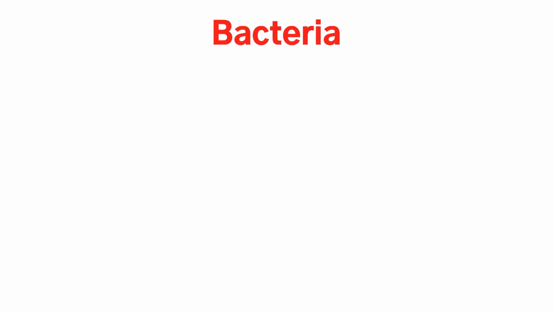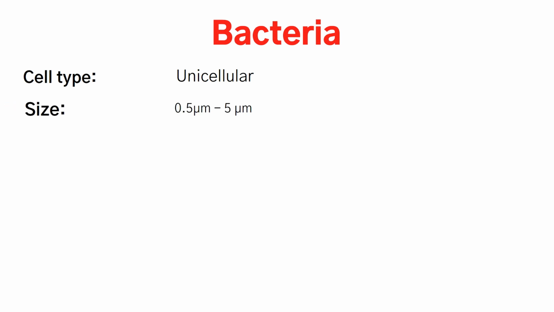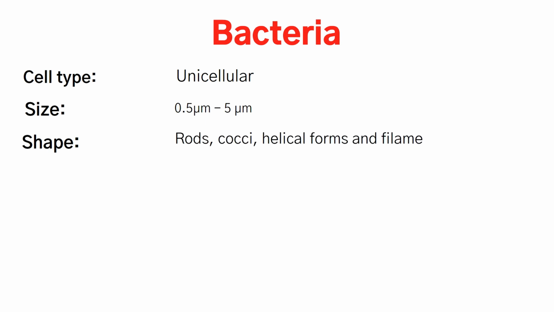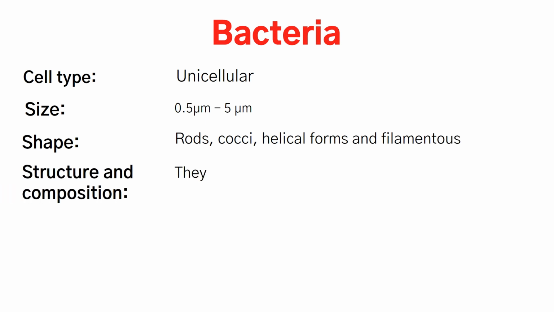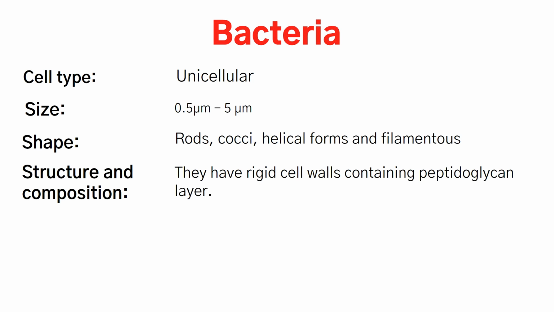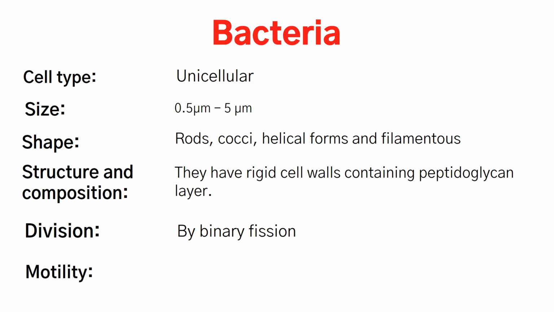Number one, bacteria. Cell type is unicellular. Its size ranges from 0.5 micrometer to 5 micrometer. Shape includes rods, cocci, helical forms, and filamentous. Structure and composition: they have a rigid cell wall containing a peptidoglycan layer. They divide by binary fission. Motility: those which contain flagella are motile.